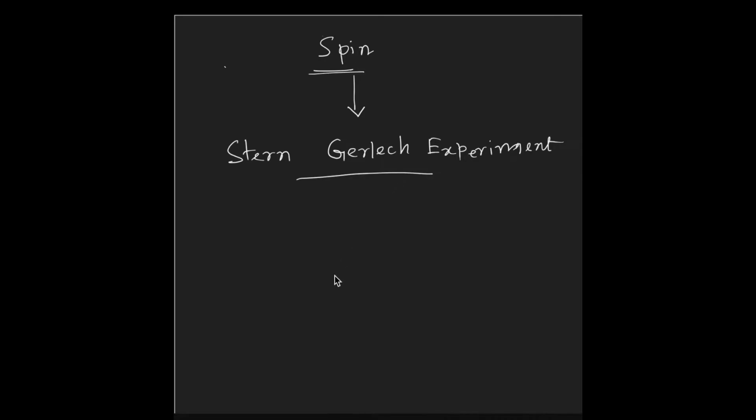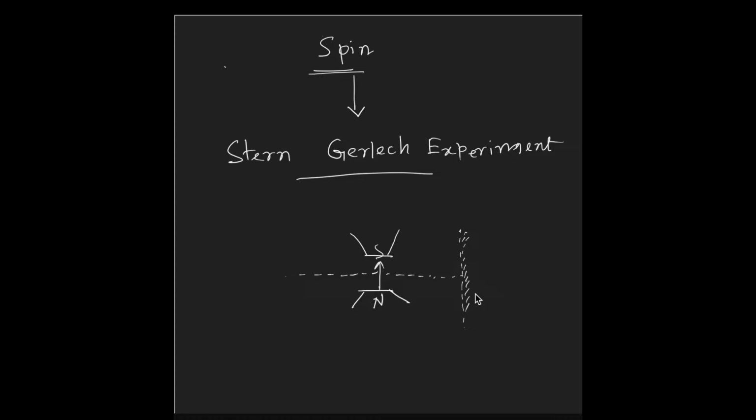What is the Stern-Gerlach experiment? A directed beam of Ag atoms passes through the magnetic field, and after passing through the magnetic field, it hits a screen, and that screen measures the deviation of the Ag atoms. Now, if the Ag atoms deviate from the path in the presence of the magnetic field, that means Ag atoms have some magnetic moment.